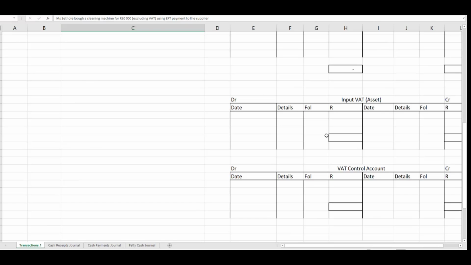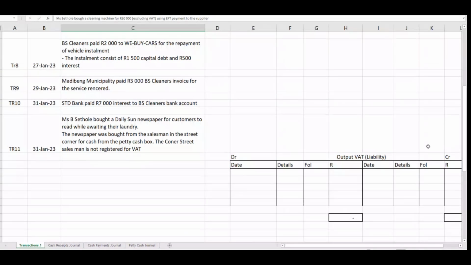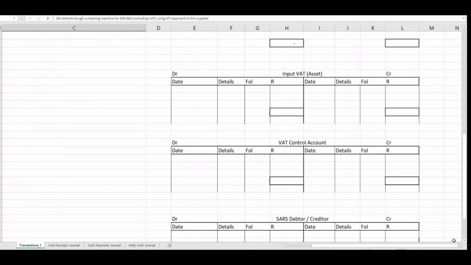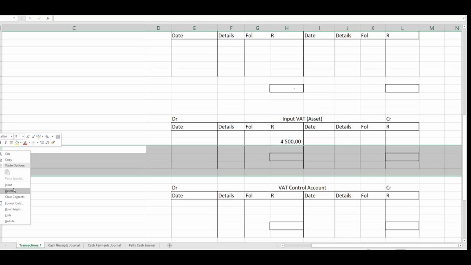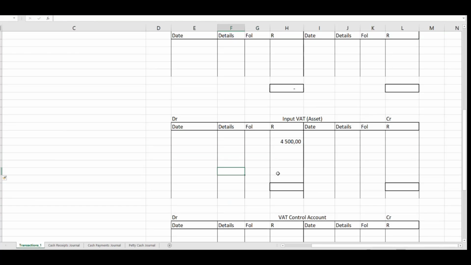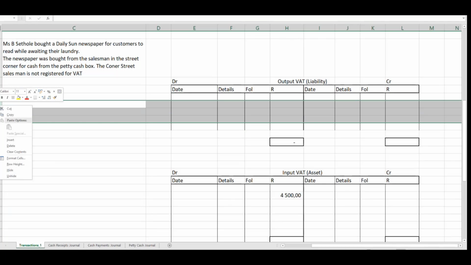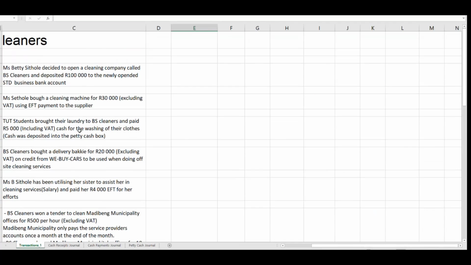And we are buying. When we are buying, it's VAT input. And we said VAT input is an asset account, and we said it increases on the debit side. So 4,500, we'll list it there. If anyone gets lost or does not agree with any of the things that I'm going to be typing here, just raise your hand. I will be able to see you so that we can discuss where you're getting stuck.